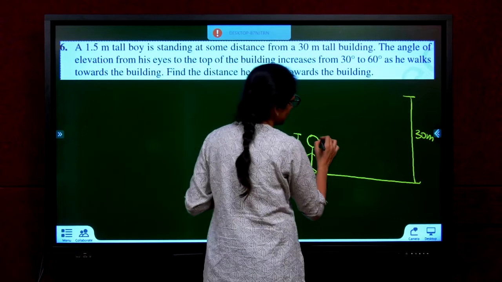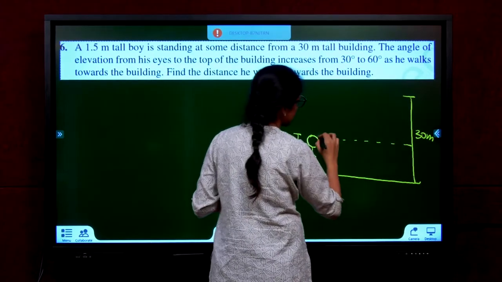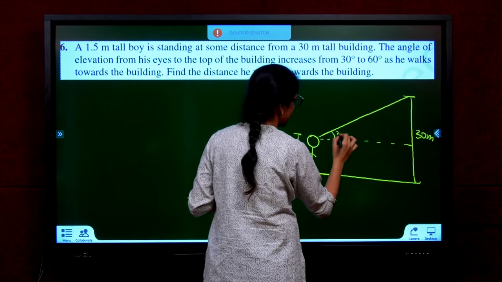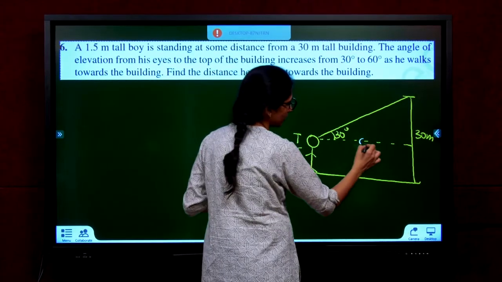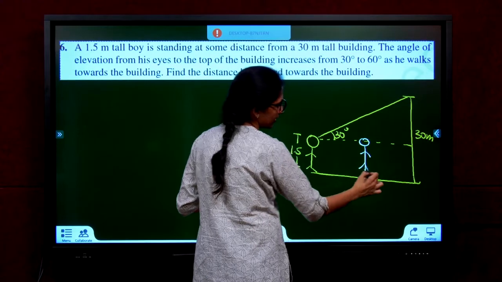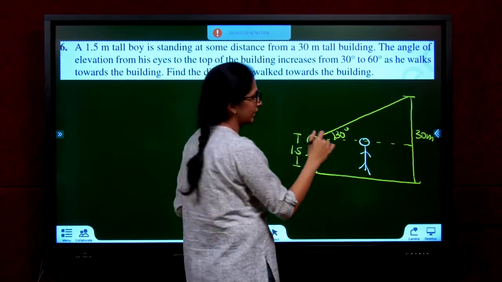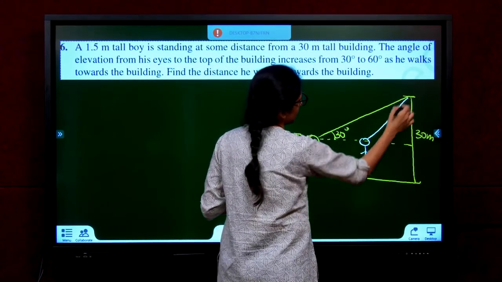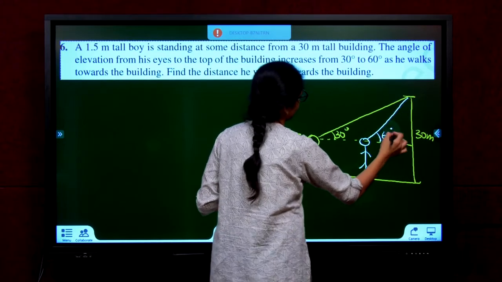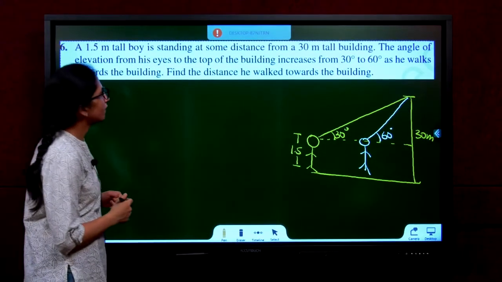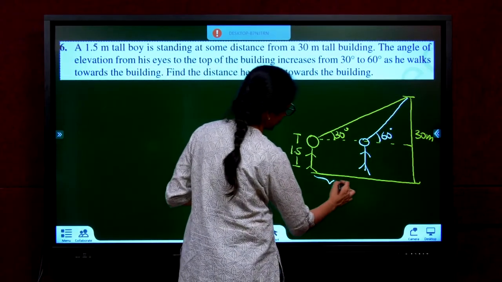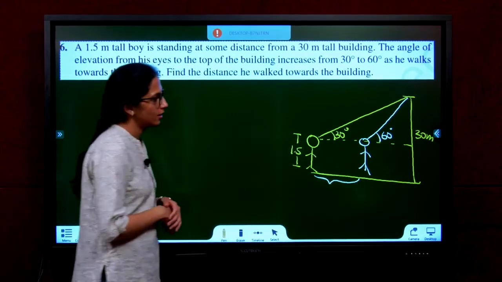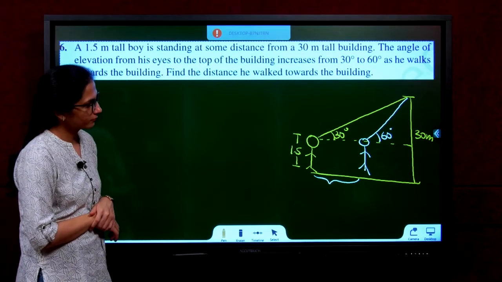So right now, his angle is 30 degree. Now he walks towards the building and he is now here. He has to lift his eyes even more. I already explained that concept. It's 60 degree. Find the distance he walked towards the building. They are asking you to find this. How do we do this question?